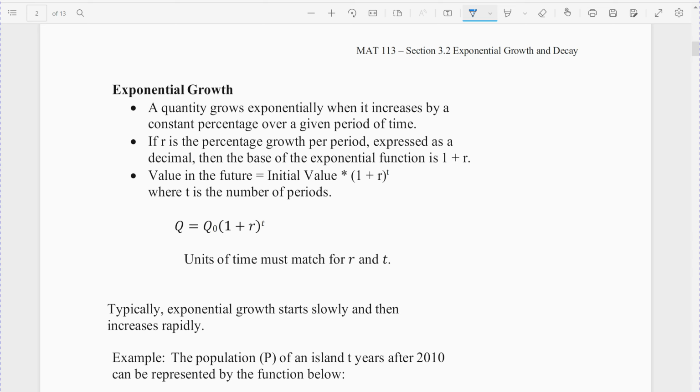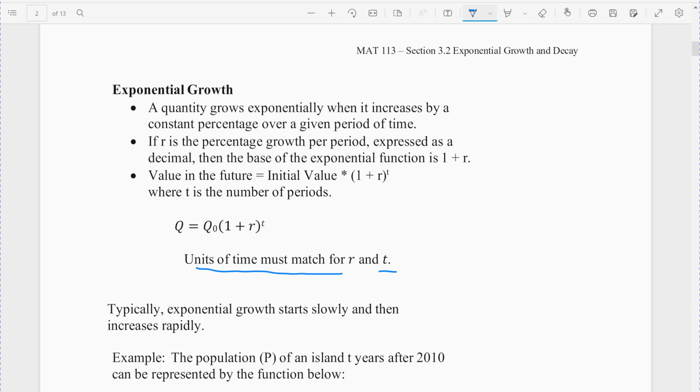So again, the units of time must match whatever we're growing by as a percent; r must match t. If we're going by days, r should be the percent growth by days. If we're going by hours, r should be the percent growth by hour. So those should always match up.